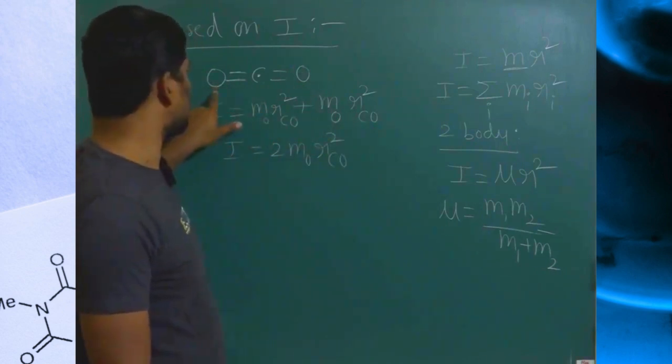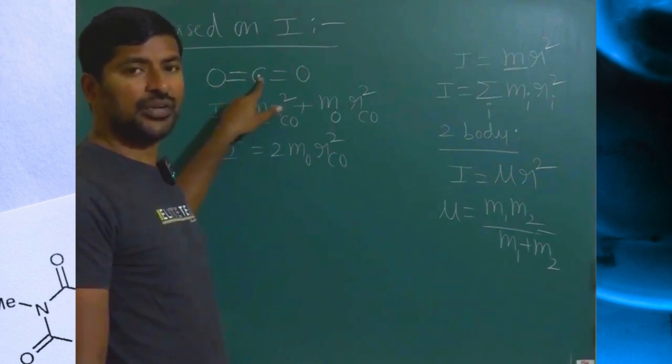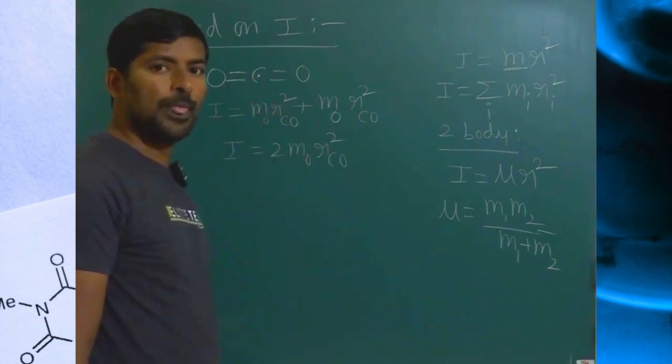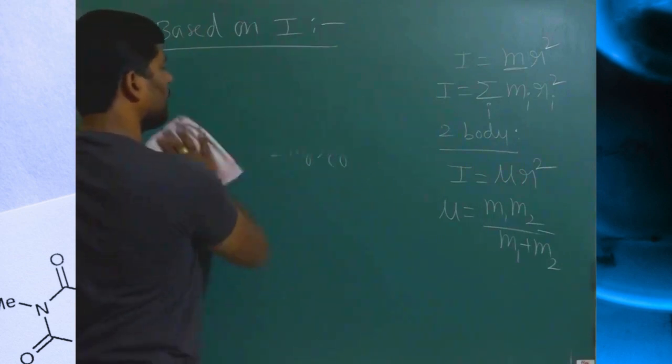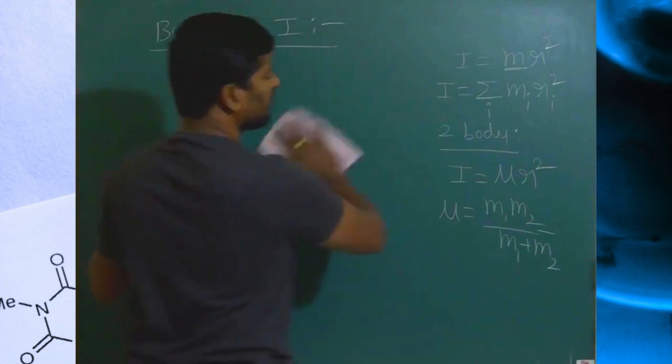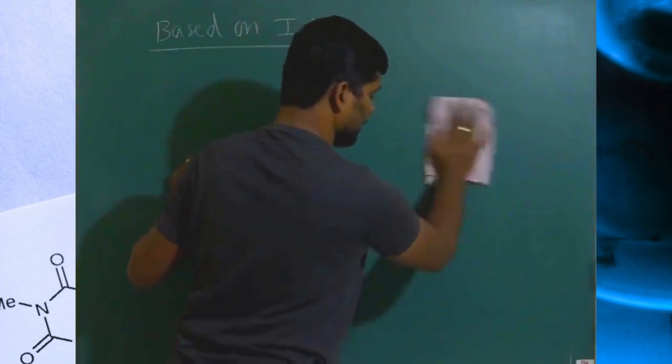r is nothing but the distance of the oxygen atom from the center of gravity, that is nothing but the C double bond O length, the bond length. So like this we can calculate the moment of inertia for CO2. This is the concept of moment of inertia.